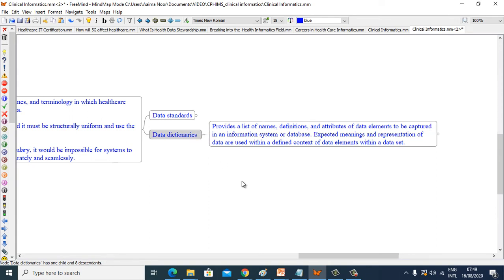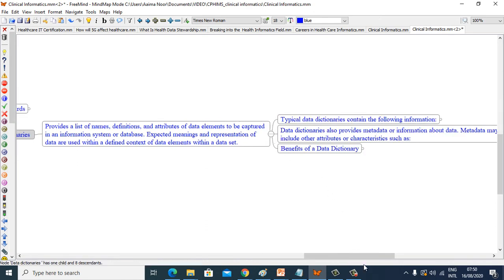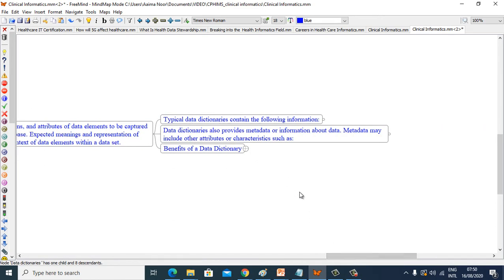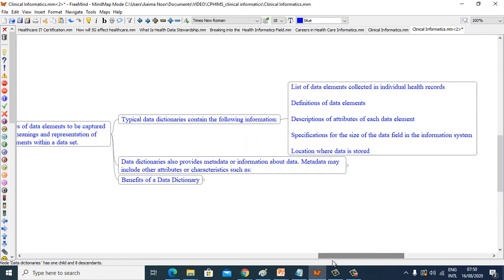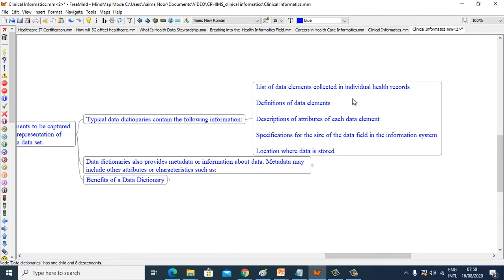Data dictionaries provide a list of names, definitions, and attributes of data elements to be captured in an information system or database. Expected meaning and representation of data are used within a defined context of a data element within a data set. Typical data dictionaries contain the following information: a list of data elements collected in individual health records, definition of data elements, description of attributes of each data element, specification for the size of the data field in the information system, and the location where data is stored.